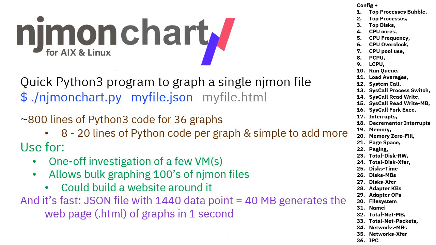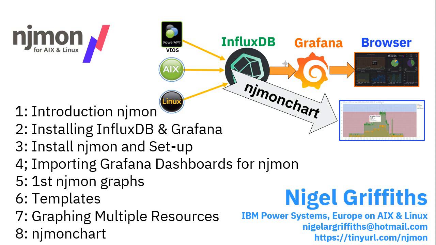I've already mentioned that Python understands JSON files and can read them very quickly. If you have 1440 data points, that's once a minute for a day, you end up with a file of 40 to 60 megabytes or so, and it will generate your HTML file in less than a second, so it's pretty fast going, which can be very useful if you've got hundreds or thousands of files to deal with. So let's stop there and actually see njmonchart in operation and the graphs it outputs.